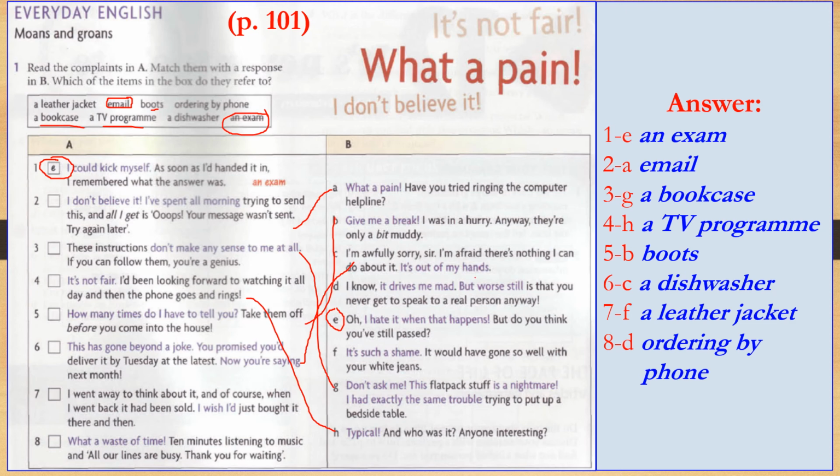Okay, something there. Number seven is letter F. And the item is a little jacket.